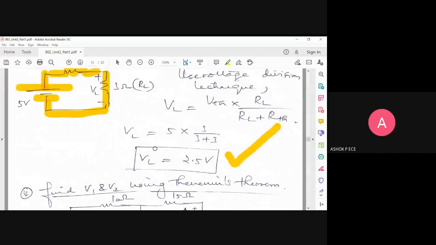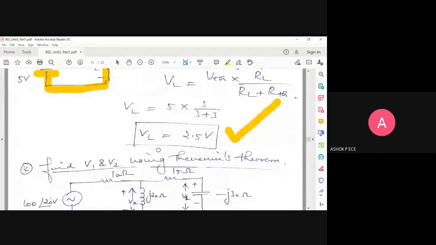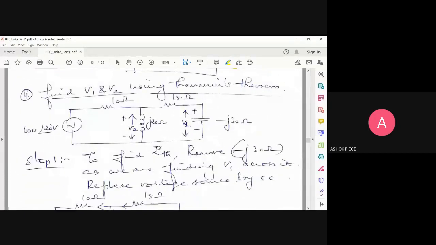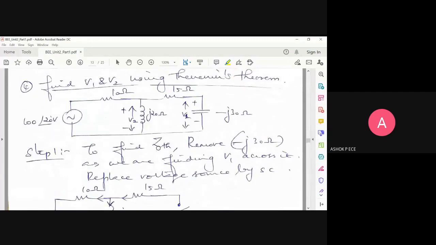Maybe one more problem we will do, and maybe you should get thorough in Thevenin's theorem. We will do one problem in AC circuits. See here, I have given you the problem. 100 angle 20 is your voltage source. You have 10 ohm. They are asking you to find V1 and V2 using Thevenin's theorem. So V1 is the voltage across minus J30 and V2 is the voltage across J20.